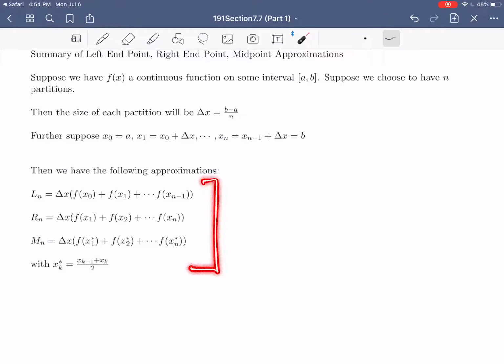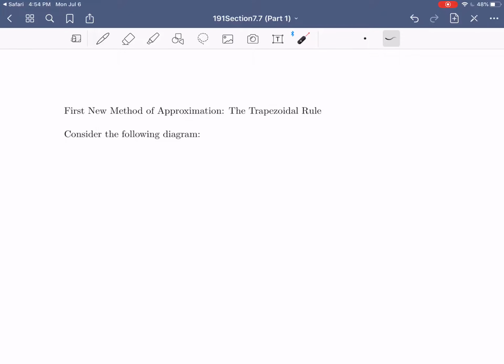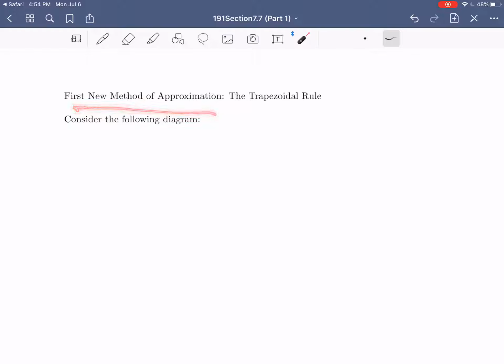So these are the 3 basic approximations that we just discussed and their summary there. In a few minutes, we will go ahead and do an example with a particular definite integral, setting up these approximations. But before we do that, I'd like to derive one more approximation that's based on a slightly different shape. This is what I would consider the first new method of approximation, because this is not something you probably saw in your Calc 1 class, which is called the trapezoidal rule.